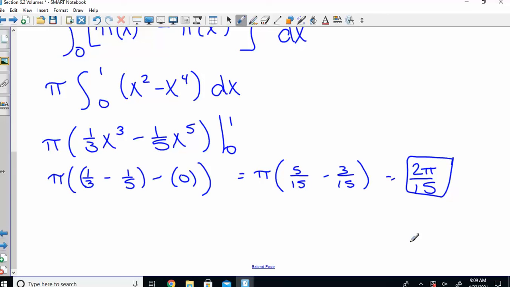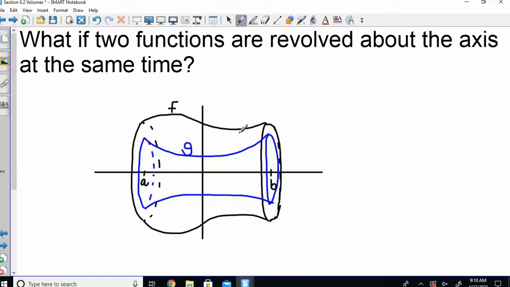Should you ever get a negative volume? So on these problems, if it turned out negative, what does that mean you did wrong? You switched them. You had the outside one subtracted off. So this is the second way of calculating volume. And this is whenever you have two functions that get rotated at the same time.